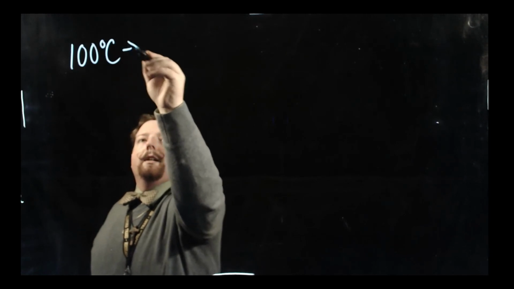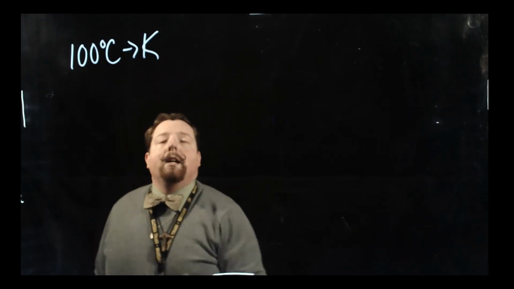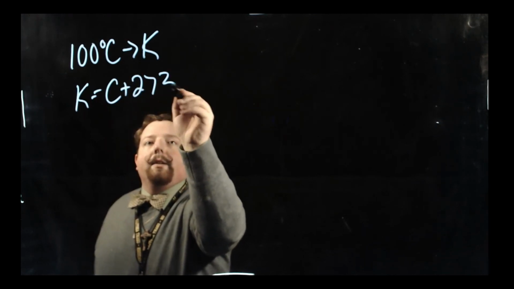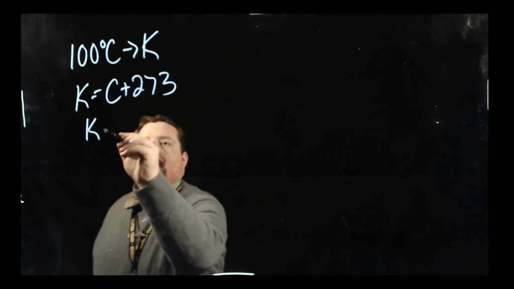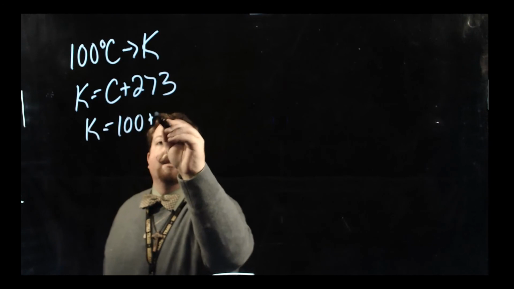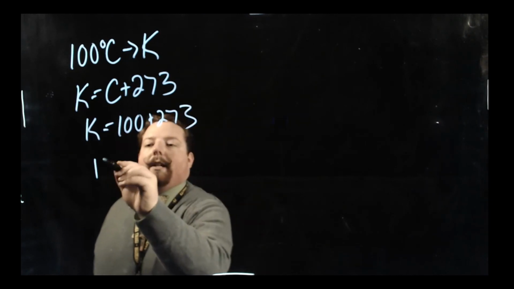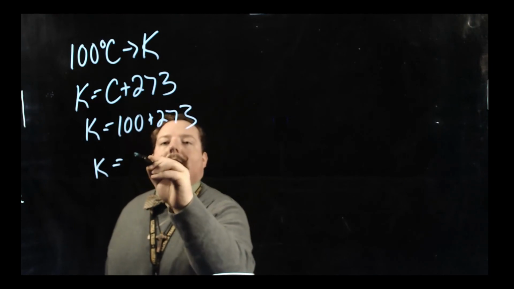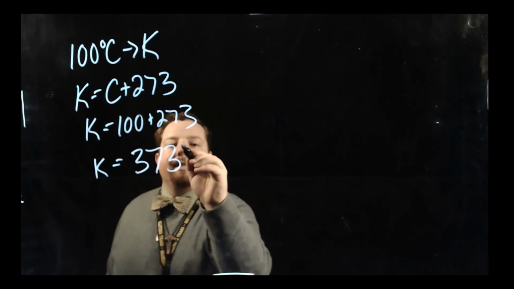Our last two examples are much easier. If we want to take 100 degrees Celsius and convert to Kelvin, we take the K equals C plus 273 equation, and we just plug and chug. You should get that the Celsius temperature of 100, or the boiling point of water, is 373 degrees Kelvin.